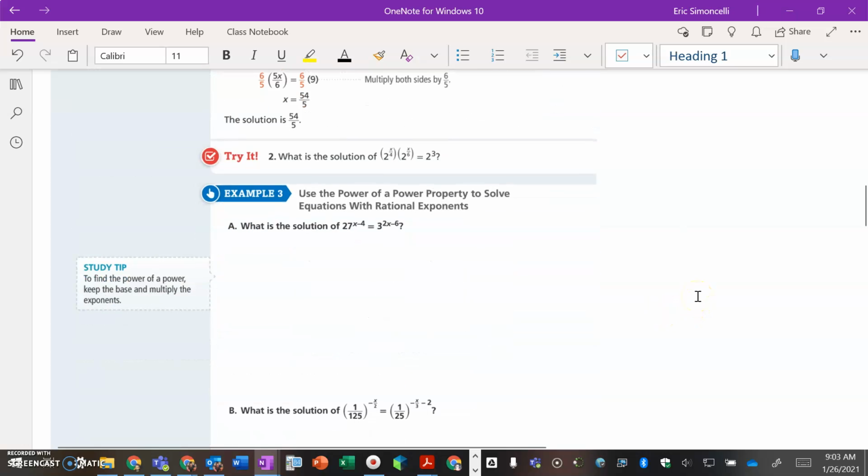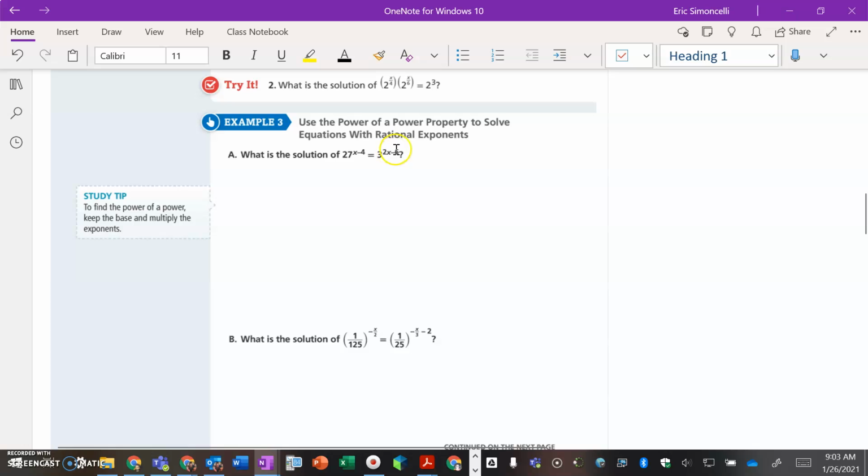Example 3. Use the power of a power property to solve the equations with rational exponents. What is the solution of 27 to the x minus 4 equals 3 to the 2x minus 6 power? So to start this process, there's the original problem again.